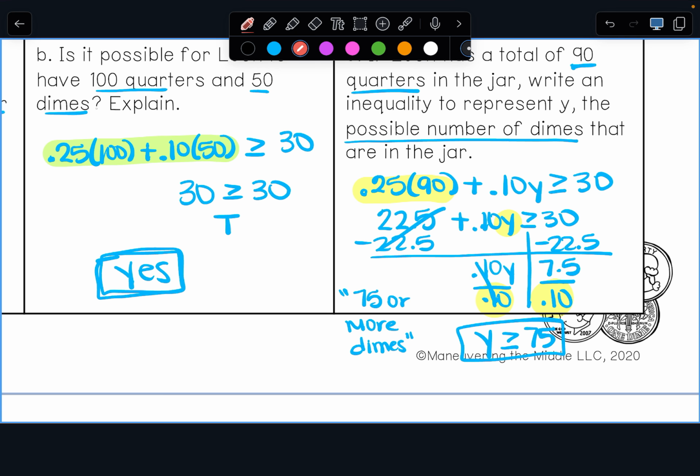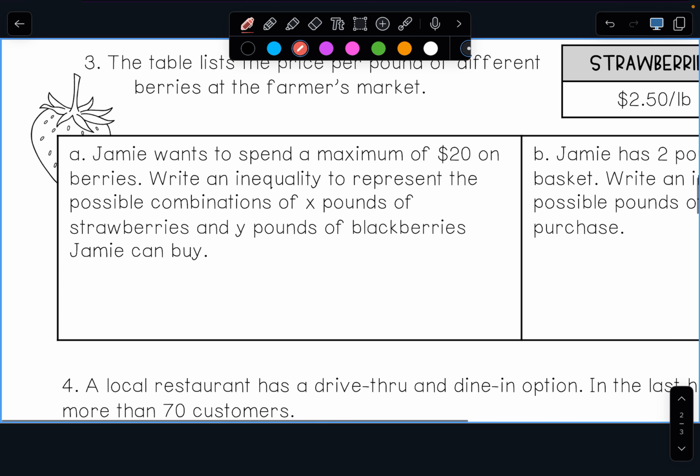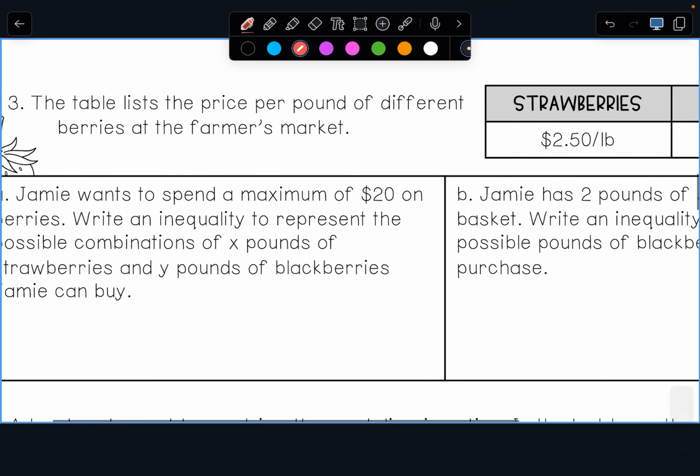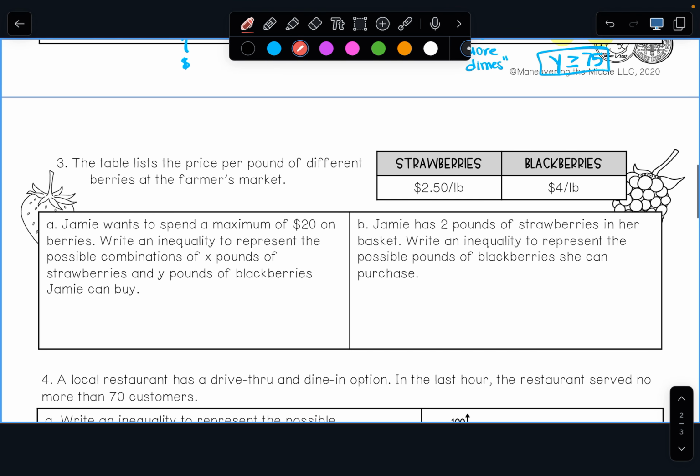All right. Table represents the price per pound of different berries at a farmer's market. Write an inequality. X represents what? Pounds of strawberries. Okay, so since we have a table, I'm just gonna write X next to strawberries, and Y represents what? Blackberries. I'm just gonna put a Y here.